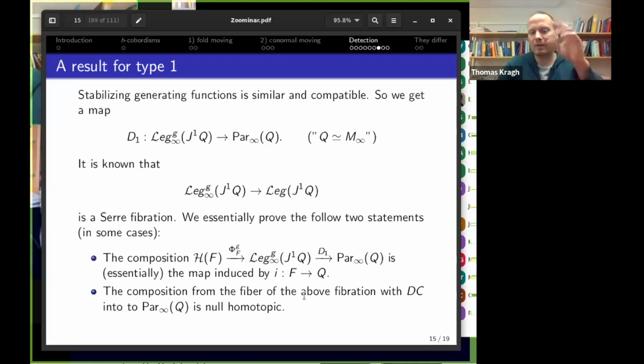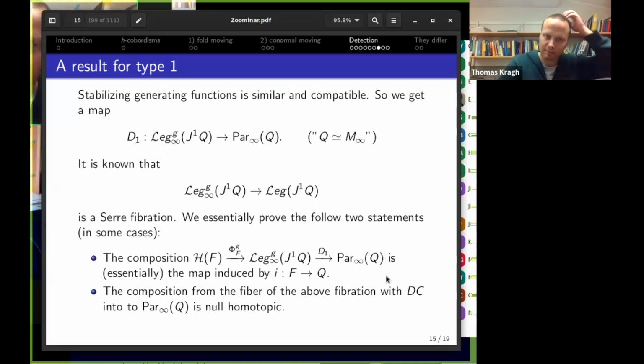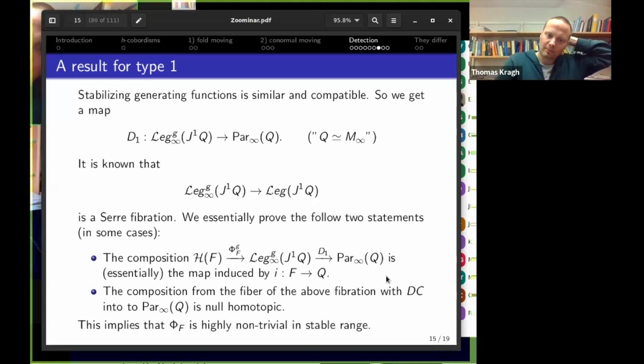But this is the main method of detection, that this composition fits into this greater theory of cobordisms and some transfer maps and also a product, but that's another story. So that's the result for type 1. And it implies that this map that we defined is highly non-trivial in stable range, in this case of having a generating function.